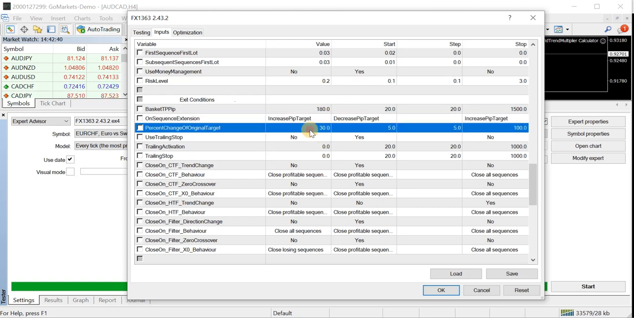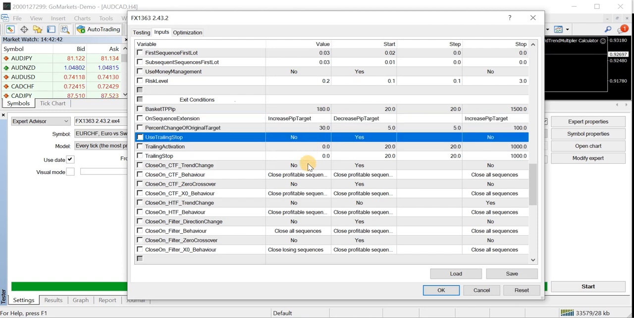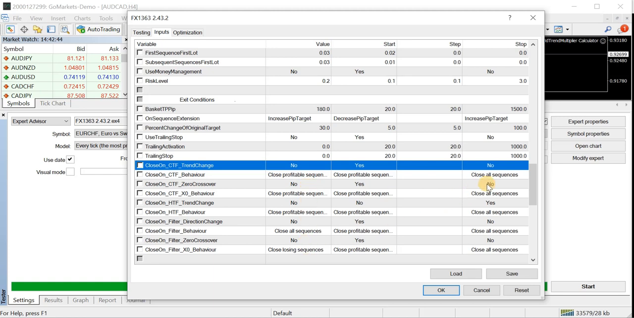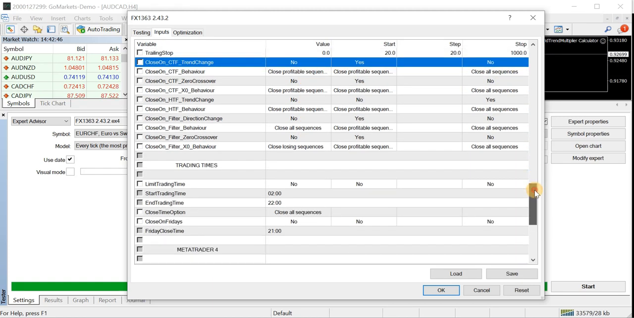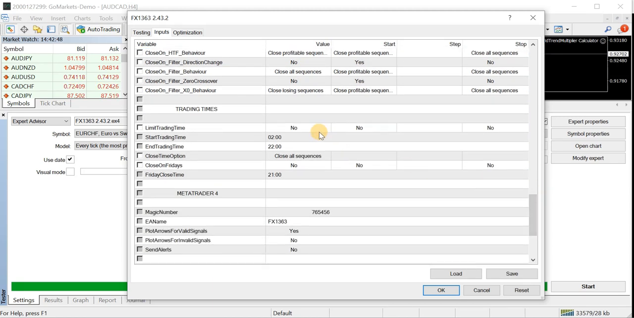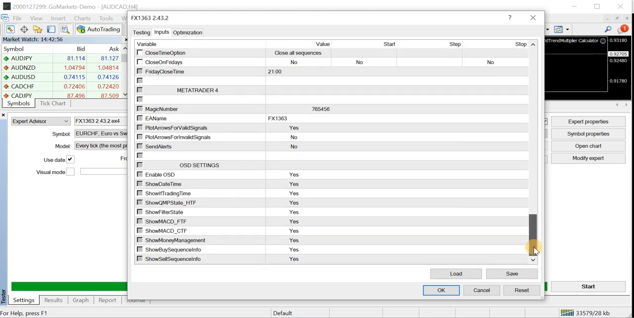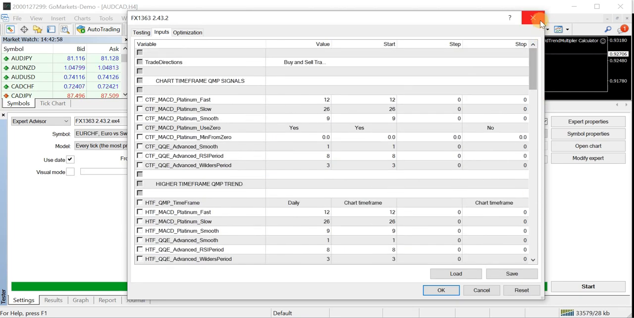I just did increase. No trailing stops, no filter closes. I've got multiple filter closes there, no dramas. I've got trading times, Monday to Friday, nothing selected. So 24-hour trading basically, nothing else. All right, that's the settings.